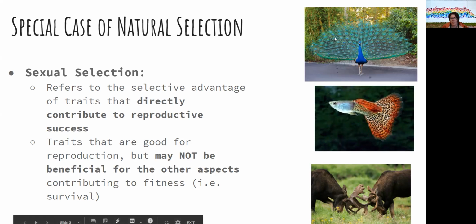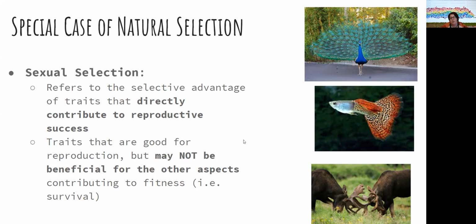So, for example, this peacock's display says to females that this male has beneficial traits and is attractive to her, so she would want to mate with him. Same thing for this beta fish. The moose are a little bit different because they're actually fighting over access to a female, but again, it's directly related to mating.